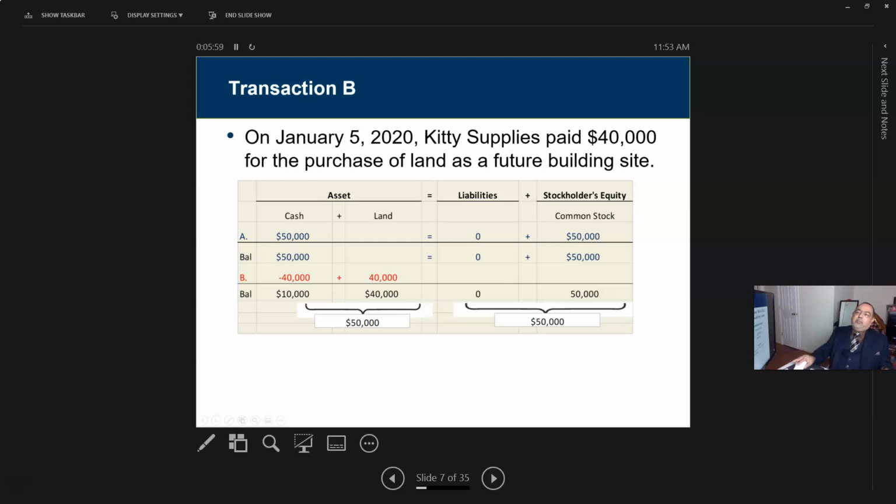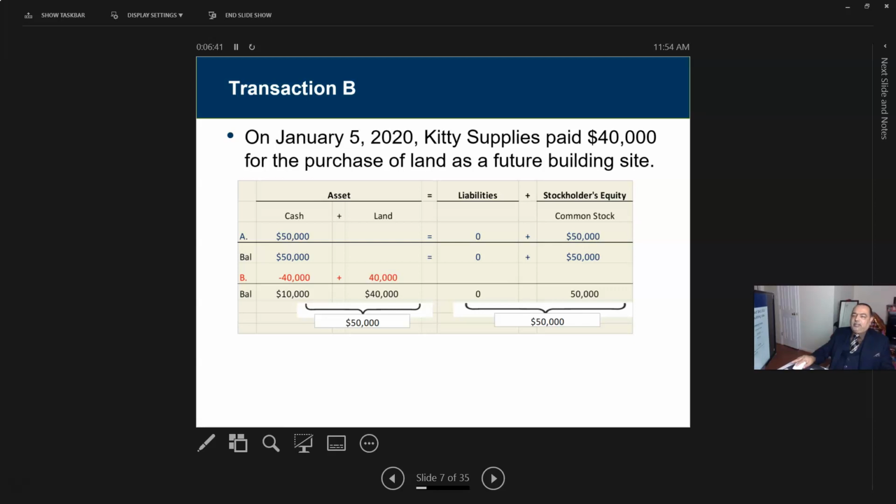Let's say on January 5th, 2020, Kitty Supplies paid 40,000 for the purchase of land as a future building site. What has happened is the 40,000 has been taken out of cash and put into another asset, land, but your balance remains 50,000 and 50,000, because the cash has been reduced to 10,000 and we have created a new account, land, that has a balance of 40,000. So therefore it balances out at 50,000. That is how transactions impact the accounting equation.